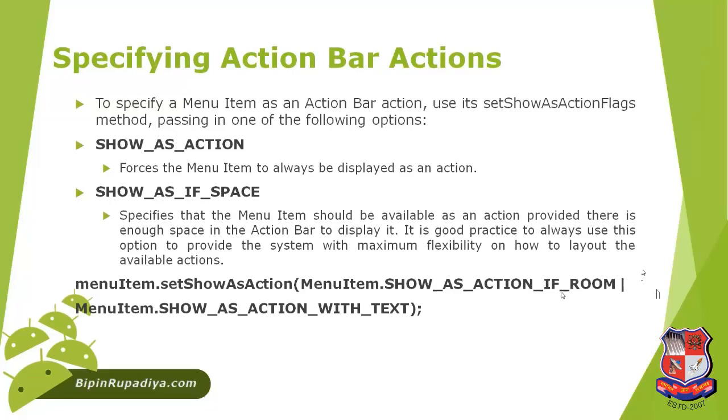So what it says is, if there is space available, I want to show this menu item with the text, because in a menu item there may be many things, like an icon, text, or the title. Usually what happens, we have the icon there. If you have set the icon, it is available, but if you set this flag, show as action with text, then the text is displayed on the action bar. So if you want to customize your action bar with the help of a menu, you can utilize this feature.